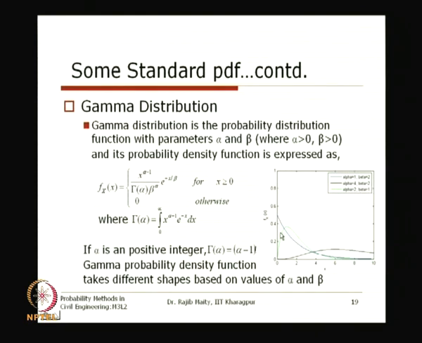For the green, it is alpha equals 4 and beta equals 2, and for the black one, alpha equals 2 and beta equals 1. So these are again different gamma distributions, with different combinations of the parameter values.